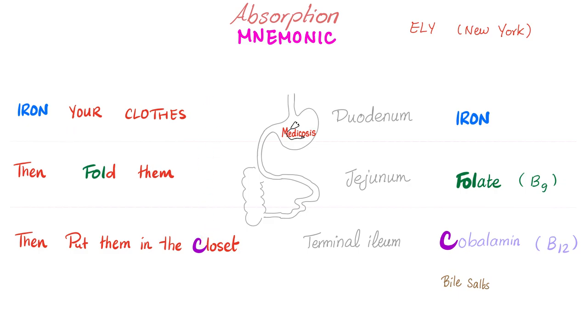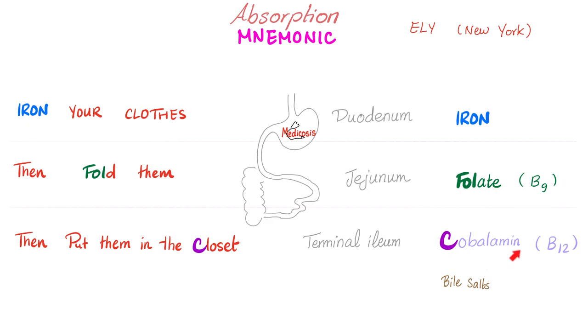First part is iron, because iron is absorbed proximally. Here, first part, duodenum. And then folate is in the jejunum, which is after the duodenum. And then we have cobalamin, which is vitamin B12, absorbed in the terminal ileum. Don't forget that if I have a deficiency of one of these, I can get anemia. Iron deficiency anemia is microcytic. Folate deficiency anemia is macrocytic. Cobalamin deficiency is also macrocytic. What's the difference between folate deficiency and B12 deficiency? Folate is just anemia.